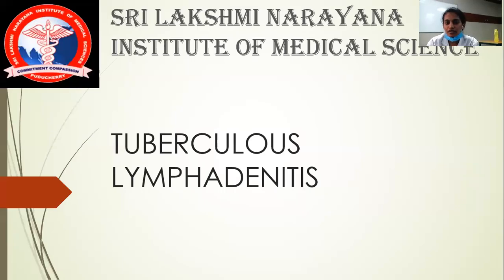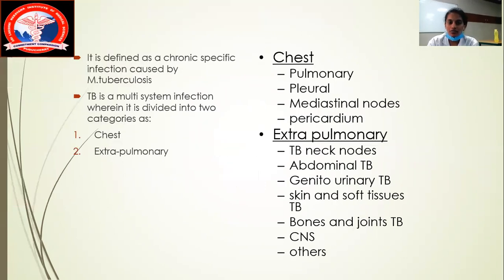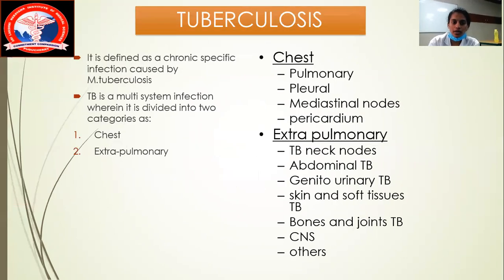So hi everyone, and today's topic is about tuberculosis lymphadenitis. As we know, tuberculosis is a chronic specific infection which is caused by Mycobacterium tuberculosis. TB is a multi-systemic infection where it can be divided into categories like chest and extrapulmonary tuberculosis.